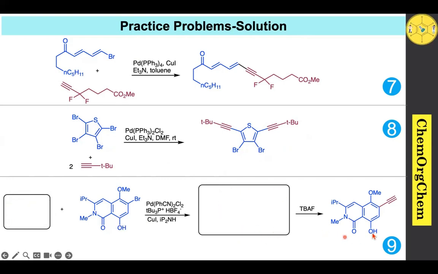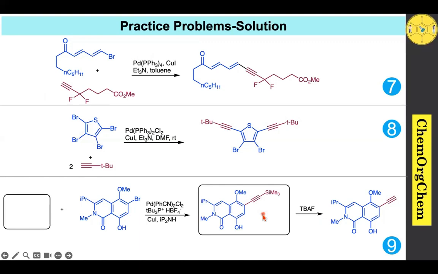Here they give a final product for this Sonogashira cross-coupling reaction. So let's solve this reaction backwards. Here they have given tetrabutyl ammonium fluoride. In general, tetrabutyl ammonium fluoride is useful for deprotection of terminal alkynes, especially silyl deprotection of terminal alkynes. So as per this problem, some silyl group must be present.